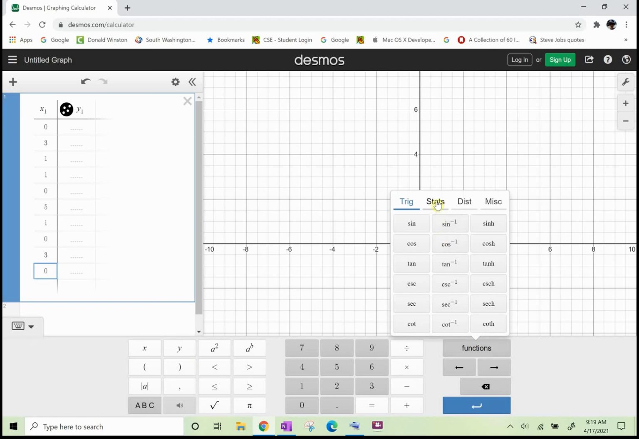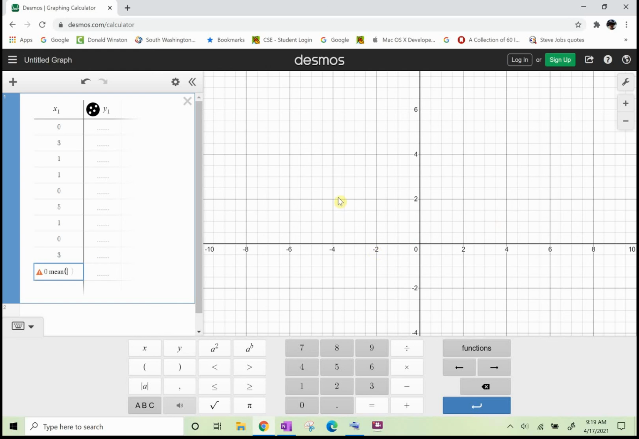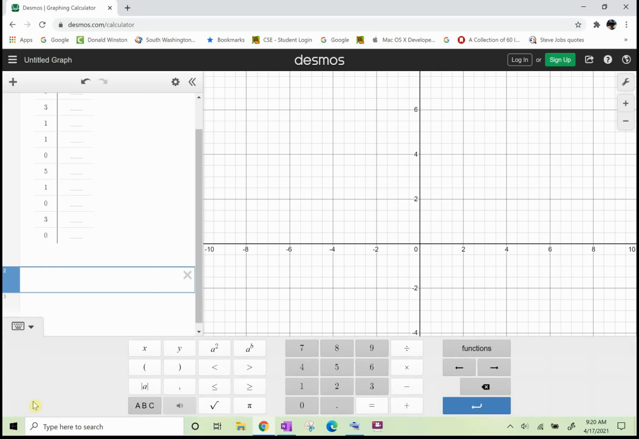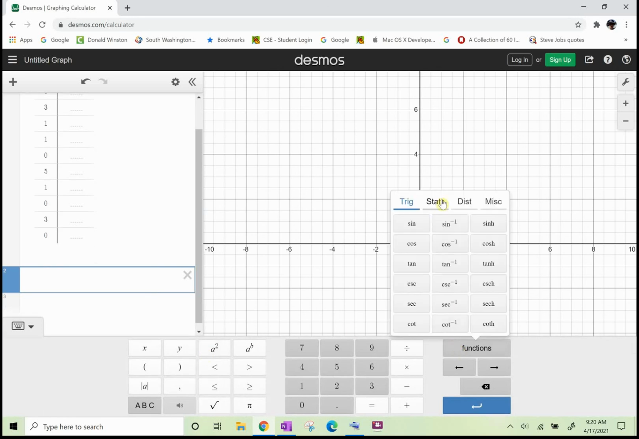We're working with statistics. I'll show you. We've got a lot of things here. If I go to mean, I need to back up there. You can't be in the table, you've got to be outside the table. So once I was done with the table, I just clicked there, and that gave me something else to do. So now let me go back. Functions, and then stats.